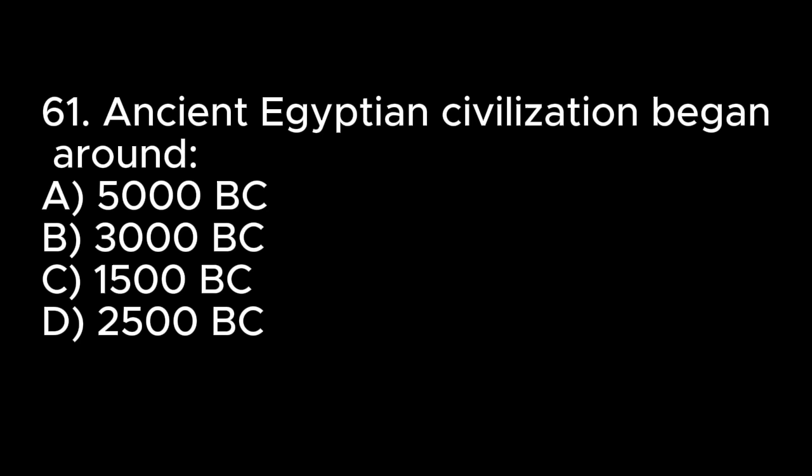61. Ancient Egyptian civilization began around A. 5000 BC. B. 3000 BC. C. 1500 BC. D. 2500 BC. Answer: B. Egypt unified around 3000 BC.